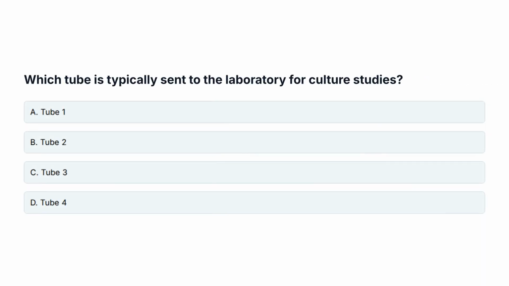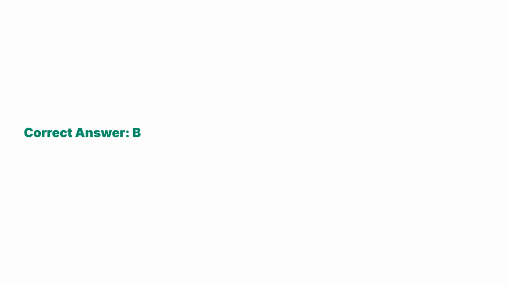Which tube collected during a lumbar puncture is typically sent to the laboratory for culture studies? The correct answer is B. Tube 2 is typically used for microbiology and culture to minimize the risk of skin flora contamination in the sample.